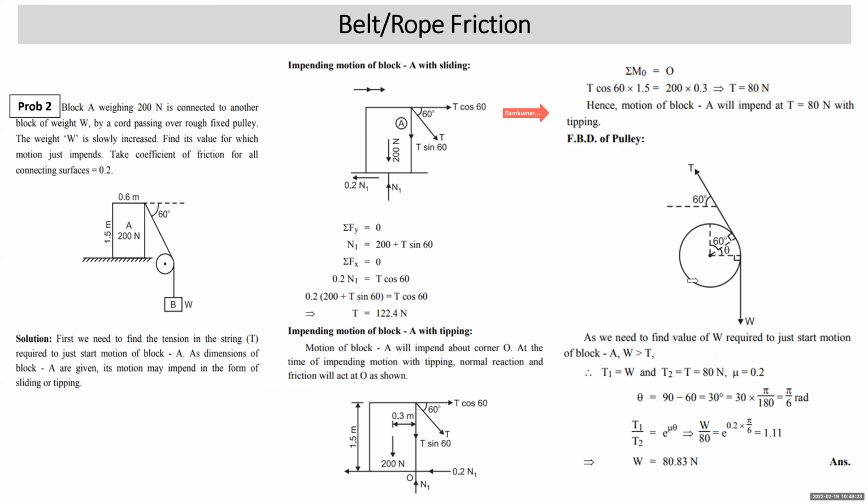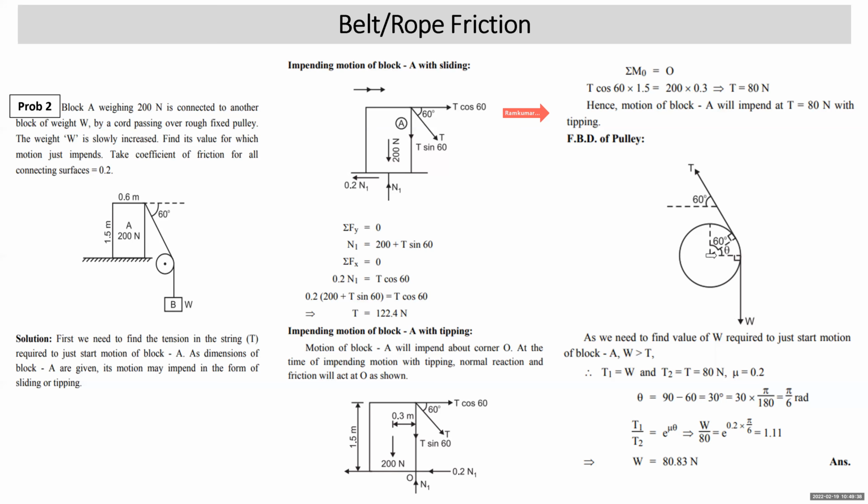That means if you draw the free body diagram of the pulley, the value of W will be greater than T. So T1 will be W and T2 will be T. The coefficient of friction is already given as 0.2. Now you have to find the angle of lap.